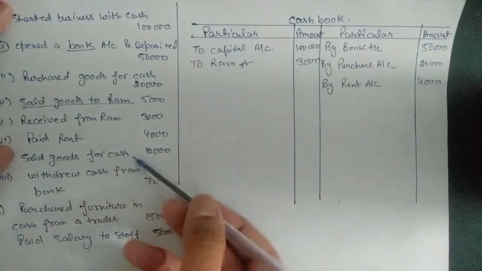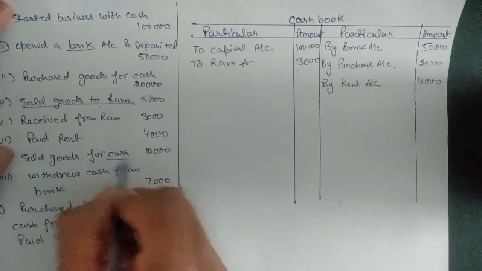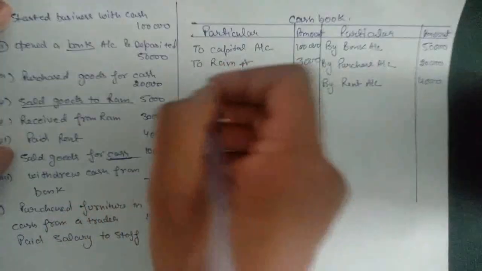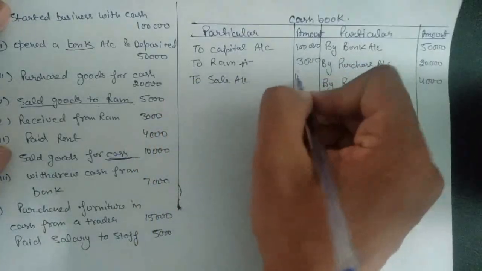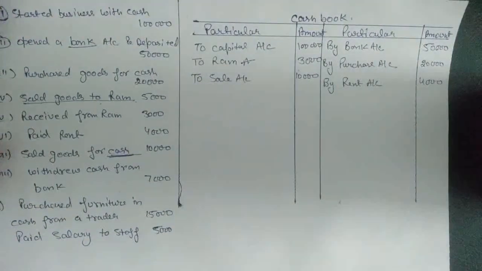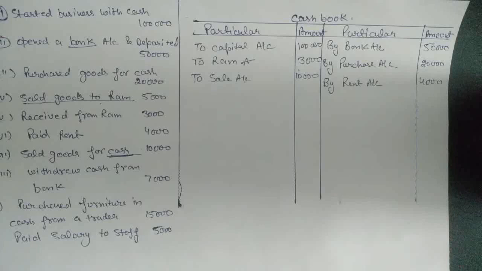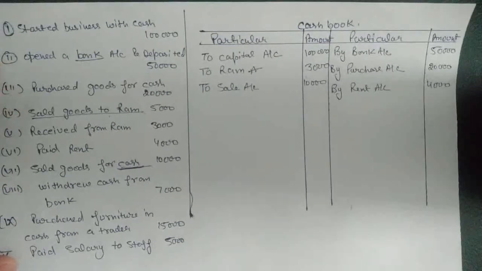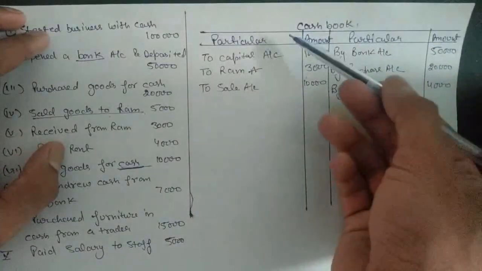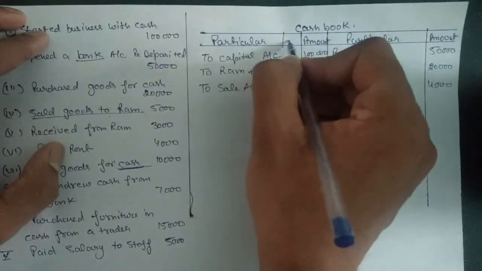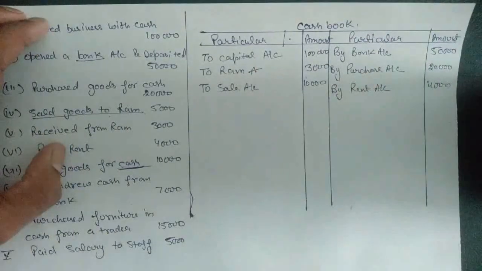Next thing is sold good for cash. They mention clearly that they are selling good in cash, so we will post entry to sale account 10,000. As I told, we will take only cash transactions entry, because now we are making a cash book, so we will take only cash entry. We won't take even bank entry in this, because this is a single column cash book. If we have double column cash book, we will add a bank account with this will be cash, then we will add a bank account separate with this. But this is simple cash book, so we have only cash account.